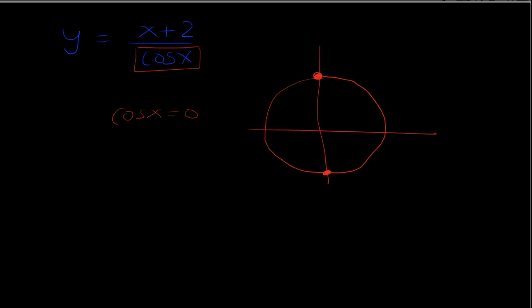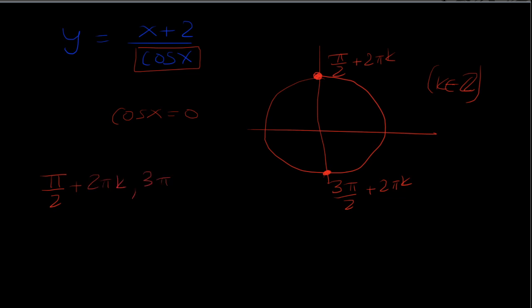And then you go back and forth. So you add 2 pi k and 2 pi k, where k is some integer. Now, a lot of people will say, okay, you can write it as pi over 2 plus 2 pi k and 3 pi over 2 plus 2 pi k. But really, we can write this into one, we can represent it in just one way.